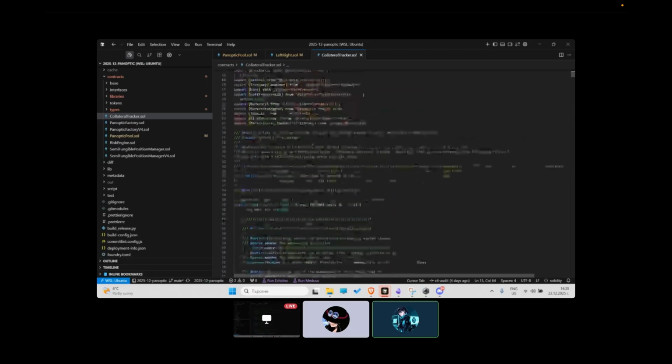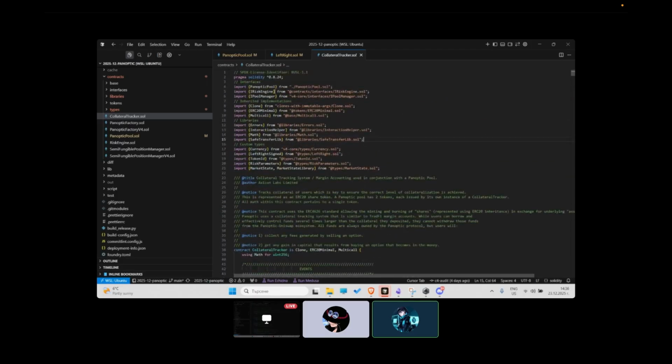Let me see the imports first. I like to see them. It imports a pool. Okay, I think I got the picture.